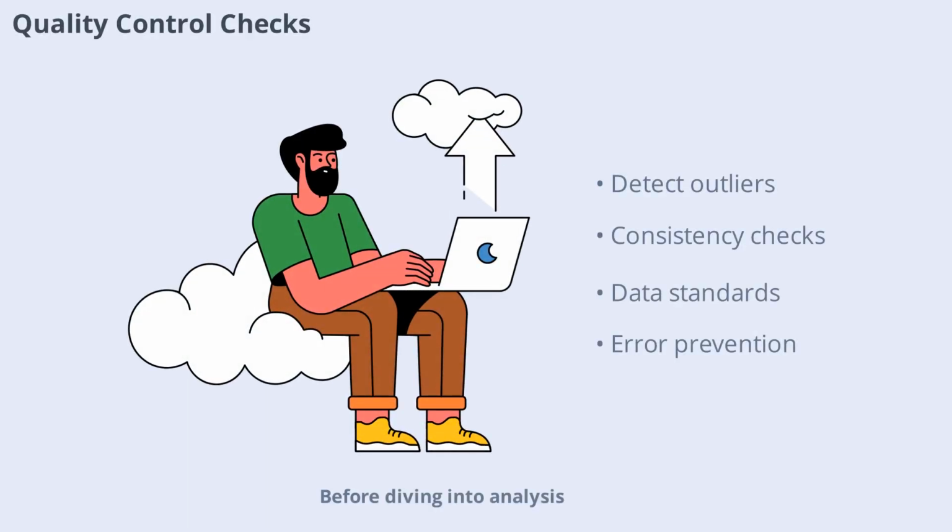Before diving into analysis, researchers perform quality control checks on the data. This involves looking for outliers, checking for consistent results across replicates, and ensuring that the data meets certain standards. Quality control helps catch errors early, preventing misleading conclusions and ensuring the integrity of the study.